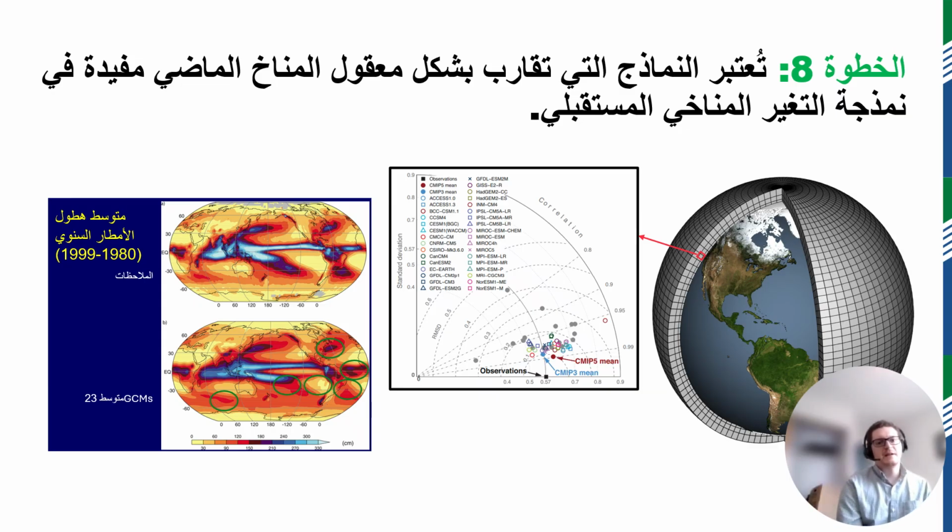The next step is that we look at models that reasonably approximate past climate, and we consider those useful for modeling future climate change. Models closest to the observations line are considered to be valid for modeling future climate change. Climate models are tested by using data from past climate records to predict known present conditions.